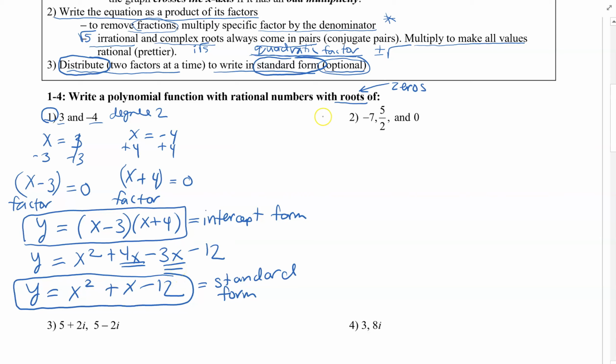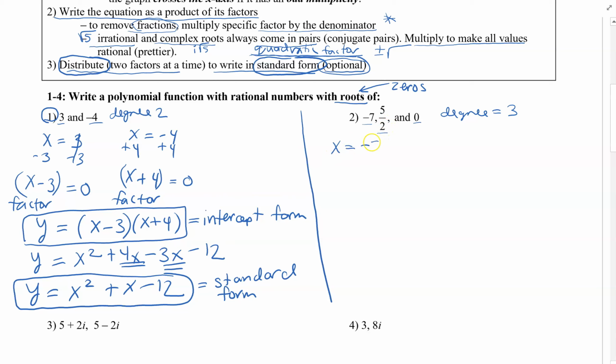Okay, so let's go to something a little more complicated over here with example 2. Now I have 3 zeros, -7, 5 halves, and 0. So I know my degree for this is 3. I'm going to end up with a cubic equation when I'm done. One of my zeros is a fraction, so you're going to see we're going to have to do a couple things there to get x by itself.